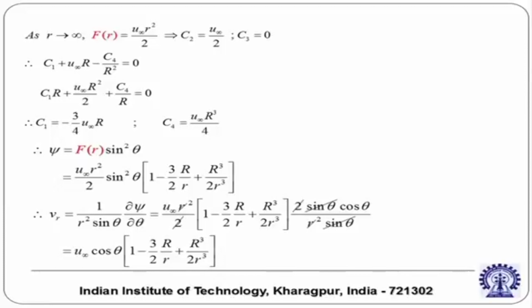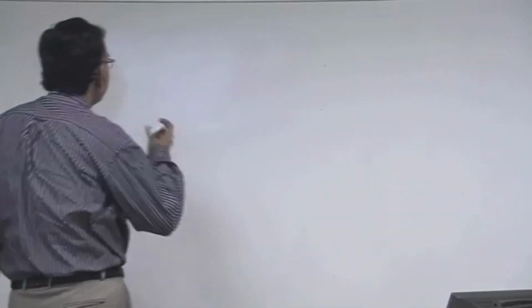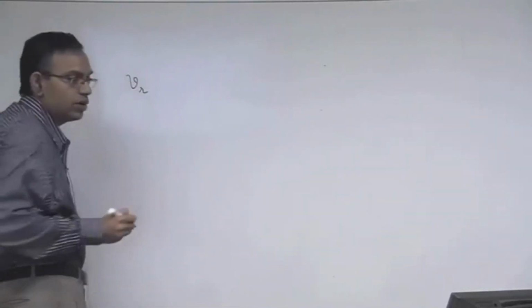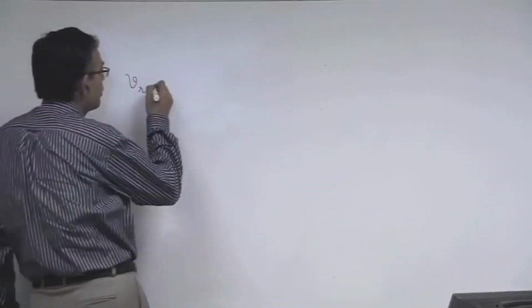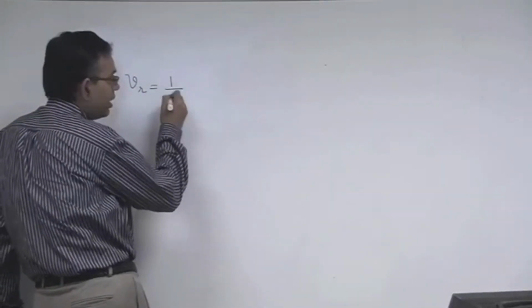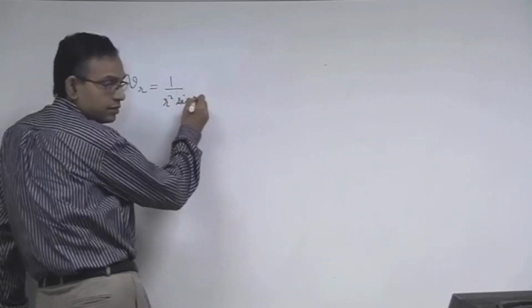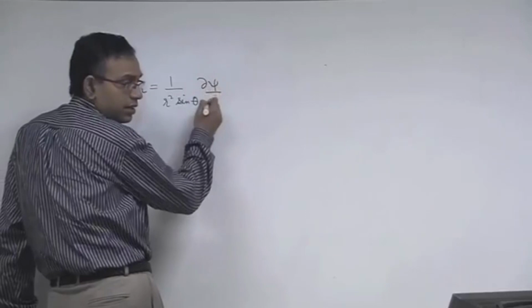Now, the next step is, once you know what is the value of psi, you next calculate what is Vr and then you calculate what is V theta. So, Vr is 1 by r square sin theta del psi del theta. Let us see how you calculate Vr. It is quite straightforward, but just in case you want to get familiar with how to calculate Vr, 1 by r square sin theta del psi del theta.